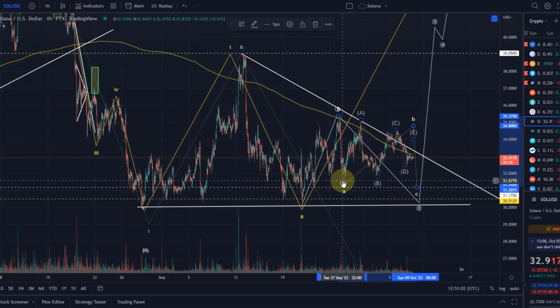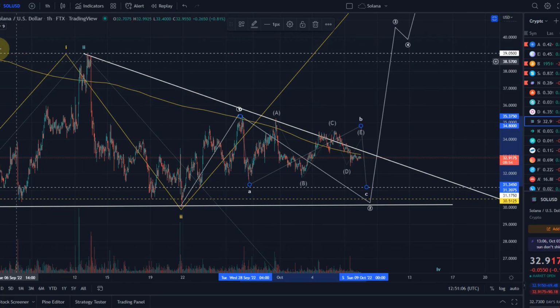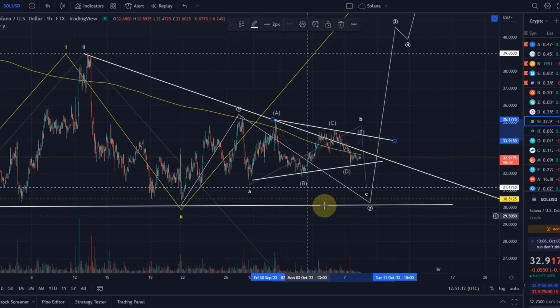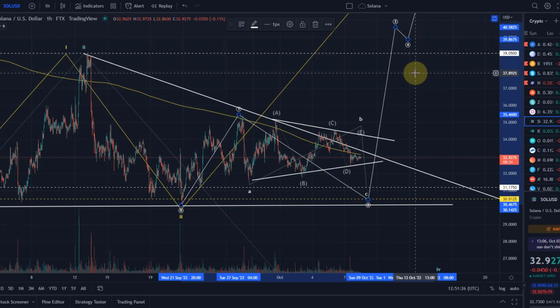is the triangle consisting of A, B, C, D, E. This so far has played out nicely as a symmetrical triangle, which would eventually be expected to break out to the downside, because you would normally expect it to break out to the opposite side of the wave E. And a key target for that would be the $31.17 level. Okay, and then we would, however, bottom out here in wave 2 and move higher in wave 3. So if it plays out like that, we can be quite certain that we are in the bullish count.